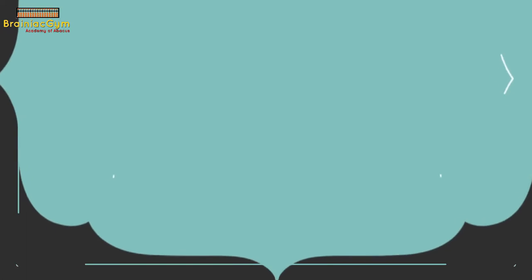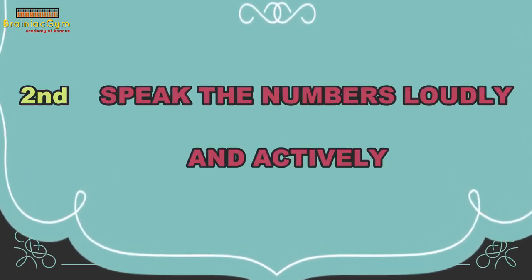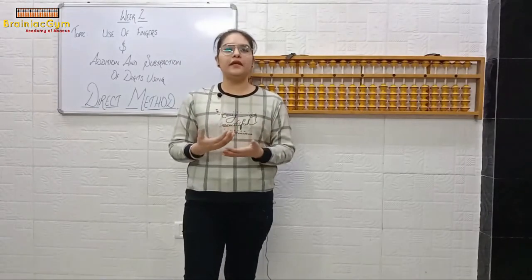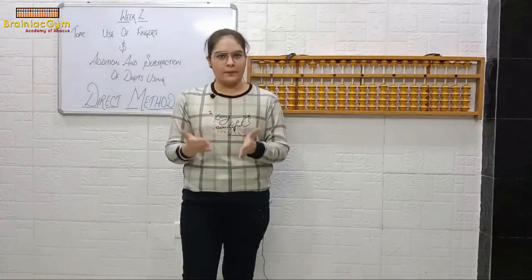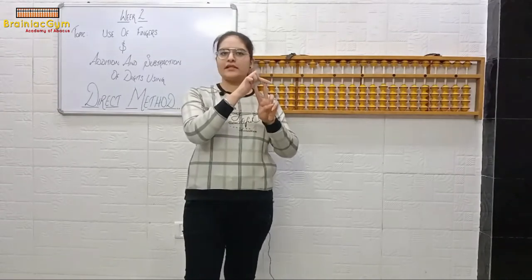The second point is you have to speak loudly. Now what do you have to speak loudly? You have to speak the numbers or the digits that we will do on the abacus. Jo hum digits karenge, aap usko pehle loudly bologe, and then you will do it on the abacus. I hope the second point is clear to you.